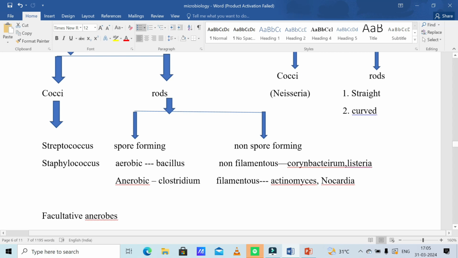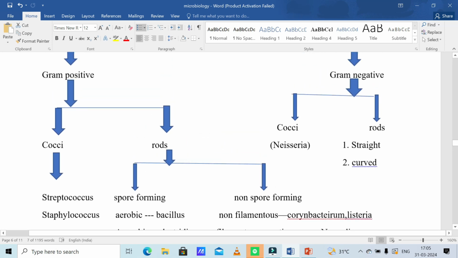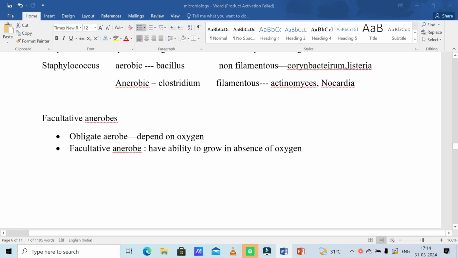And coming to the gram-negative free-living bacteria, it is further divided into cocci and rods. And in cocci, it consists of Neisseria, which causes gonorrhea and meningitis. And coming to the gram-negative bacilli, they are further divided into straight and curved. Gram-negative bacilli are facultative anaerobes.